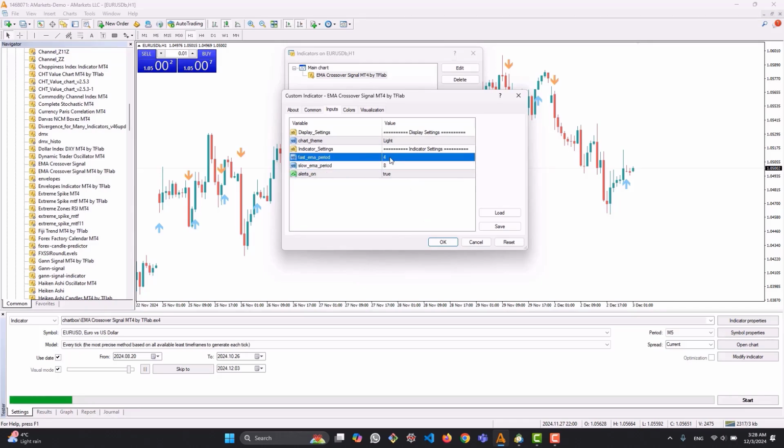The higher we set the periods of the moving averages, the fewer signals are generated, and the validity of these signals is greater.